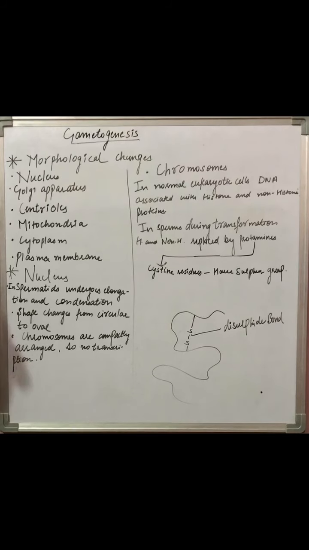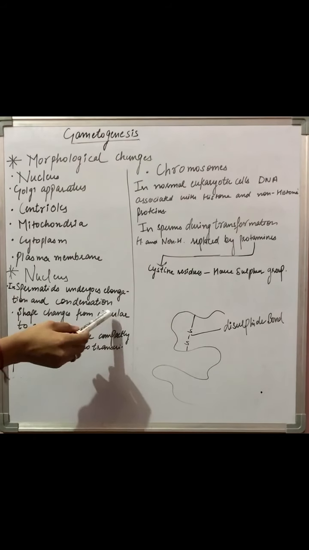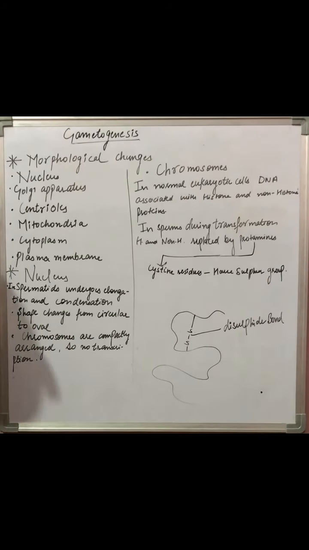So what change is going to take place in the nucleus? The nucleus in spermatids is going to elongate and condensation takes place. Condensation means removal of water. The shape of the nucleus changes from circular to oval. This we will discuss, how the shape changes from circular to oval. Next, the chromosomes are compactly arranged. When the chromosomes in the nucleus are compactly arranged, there is no transcription, which means no mRNA is formed and no protein is formed.